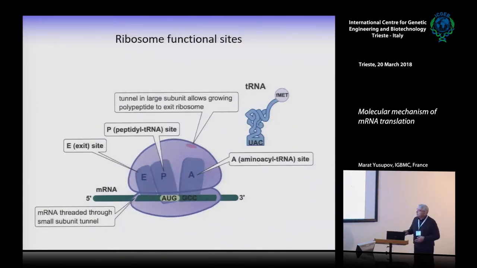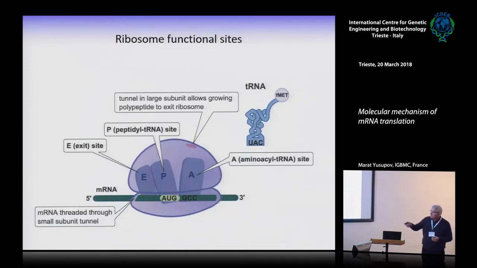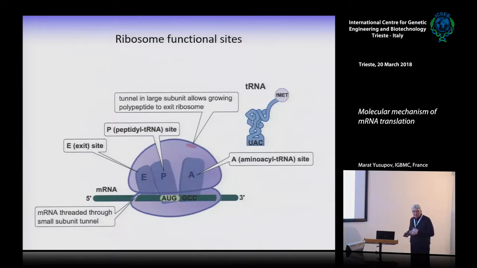Three tRNA binding sites. The first one is the A site, the aminoacyl tRNA binding site. The second one, the P site, the peptidyl tRNA binding site, which is tRNA with the growing peptide. And then the E site is the site of the exiting tRNA right before leaving the ribosome. So tRNA comes from the right side, binds to the A site, moves to P, to E, and then leaves.